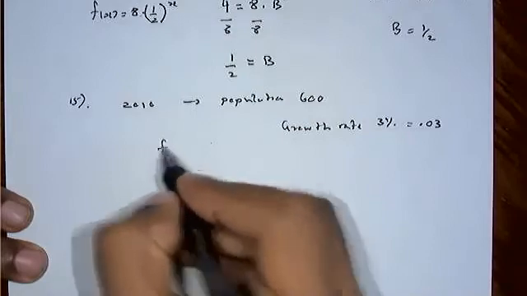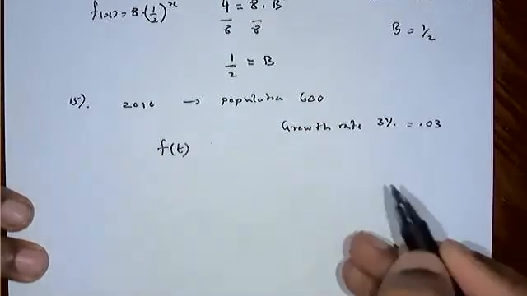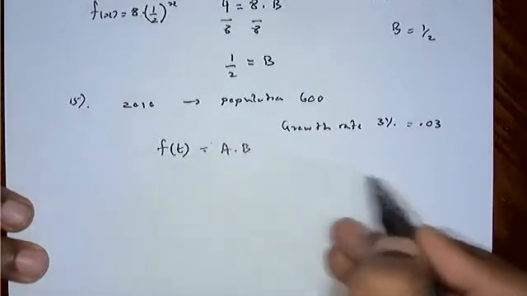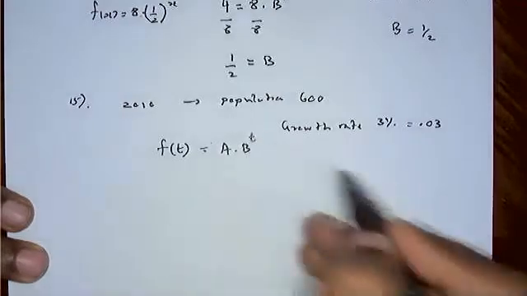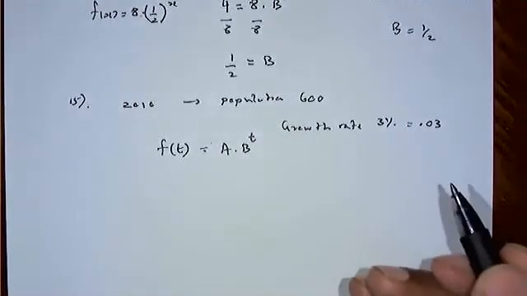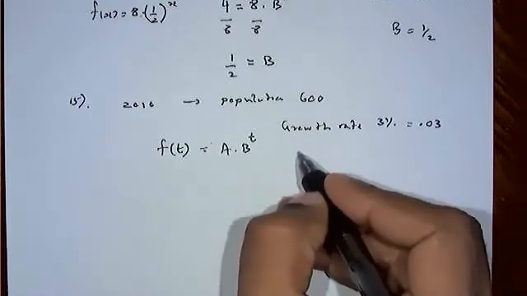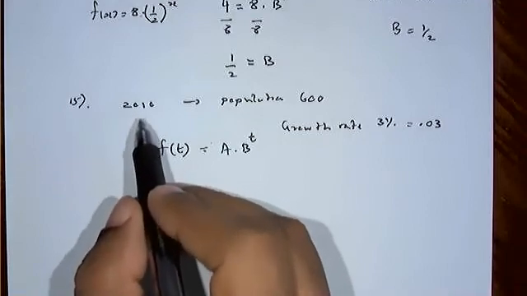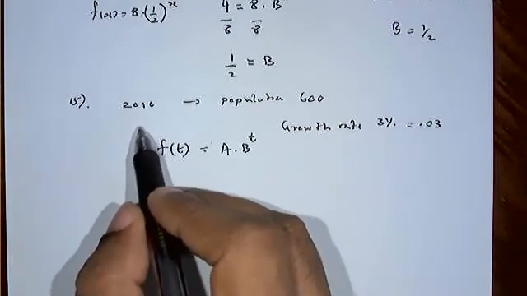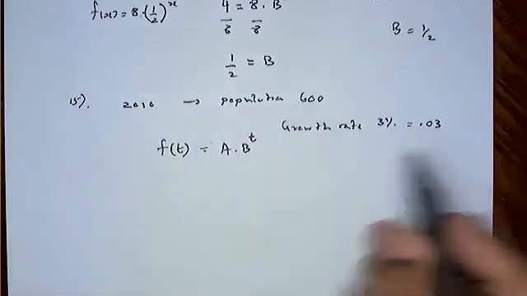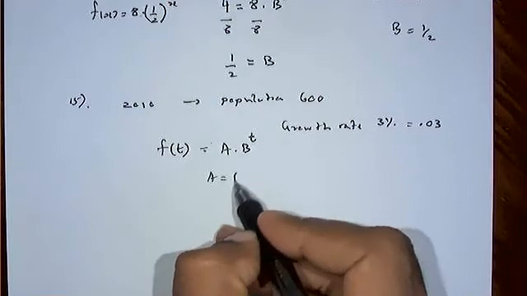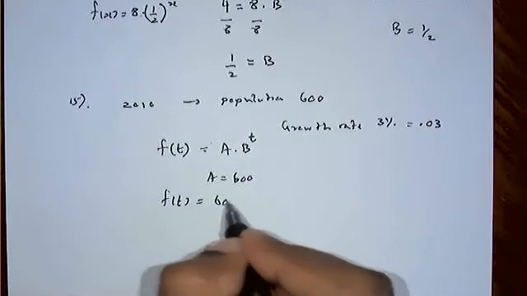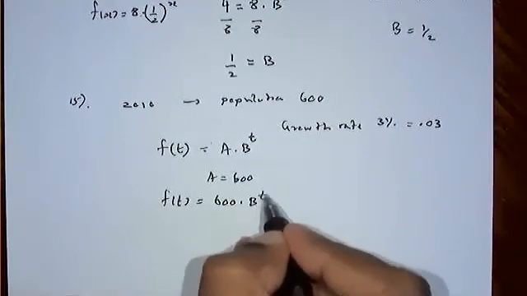So what they're asking us to write is a function based on the time t. If this has an exponential form, this will be a function of a times b to the power t. T will be the time. So those are the things given to us. And then we start by saying the t at time equals 0 will be 2010. That means the initial value, or the a for this function, will be equivalent to 600. So the function f of t will be equivalent to 600 times b to the power t.